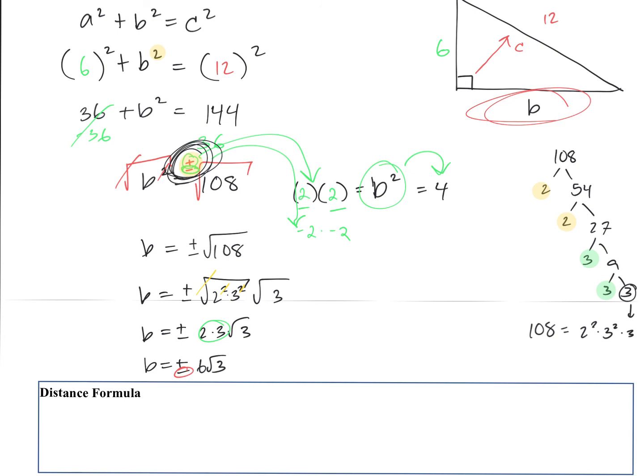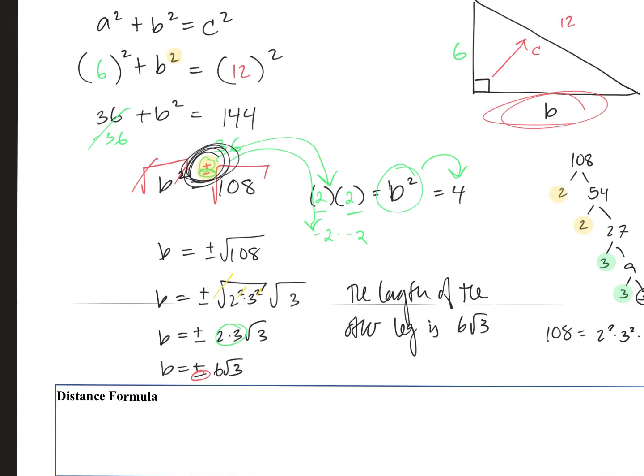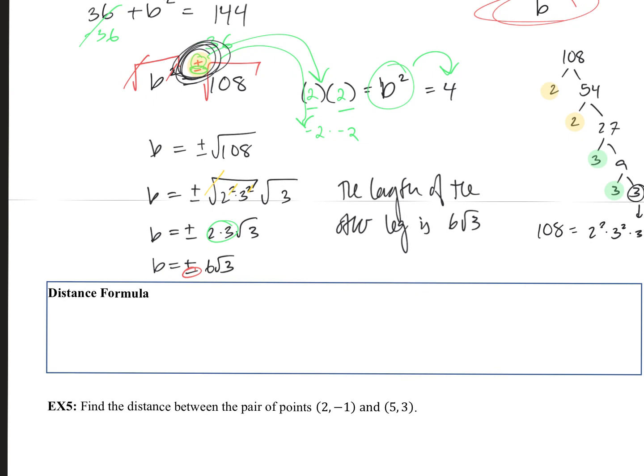So what's my answer? The length of the other leg is what? 6 root 3, what's the unit? It doesn't give me a specific one, it just says units. So I'll just go ahead and write 6 root 3 units.